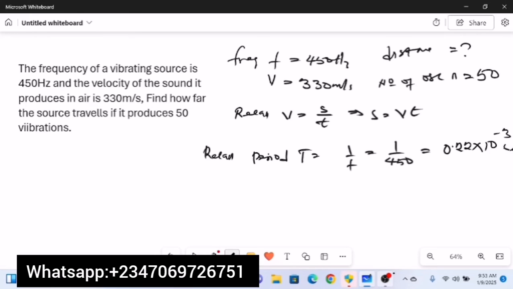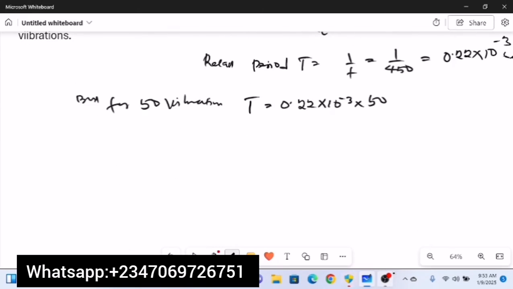Now, this is the period for one vibration, but for 50 vibrations, our time t becomes 0.22 times 10 to the power of negative 3 multiplied by 50. So the time is 0.22 multiplied by 50, which gives approximately 0.11 seconds. So we have 0.11 seconds.